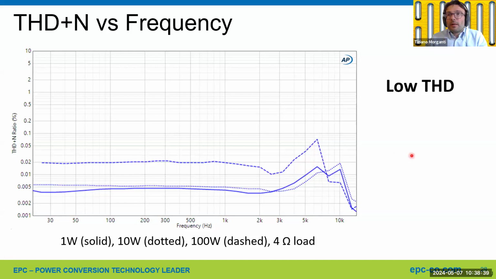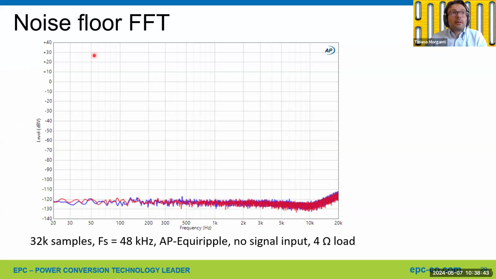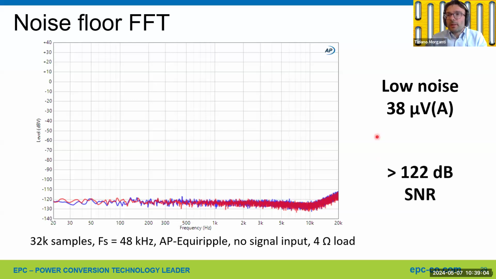And then noise floor FFT. So we measured 38 microvolt A-weighted noise output at plus minus 82 volt, 85 actually, 85 volt supply. So this is corresponding to more than 122 dB of signal to noise ratio.